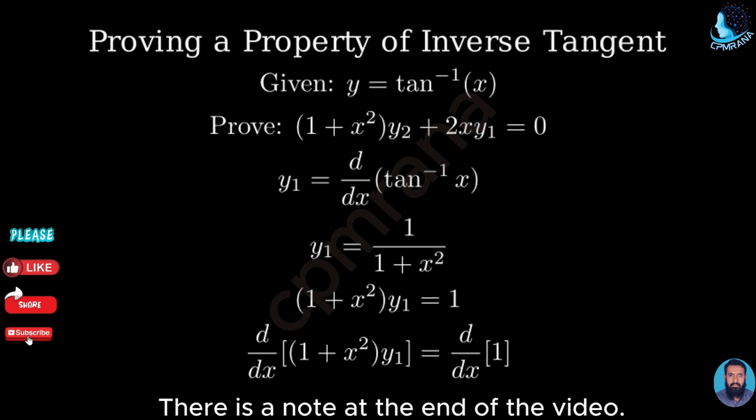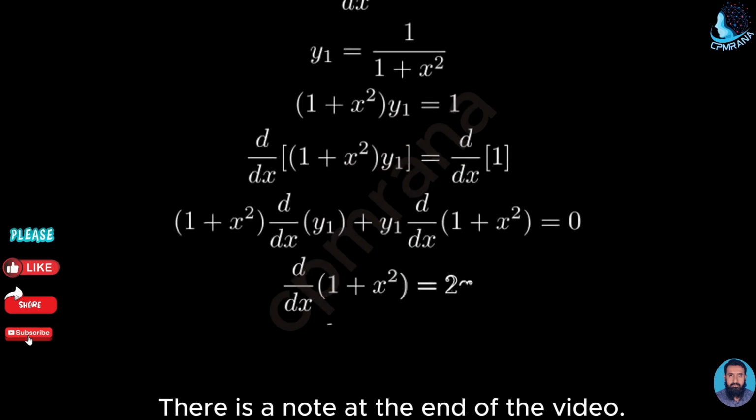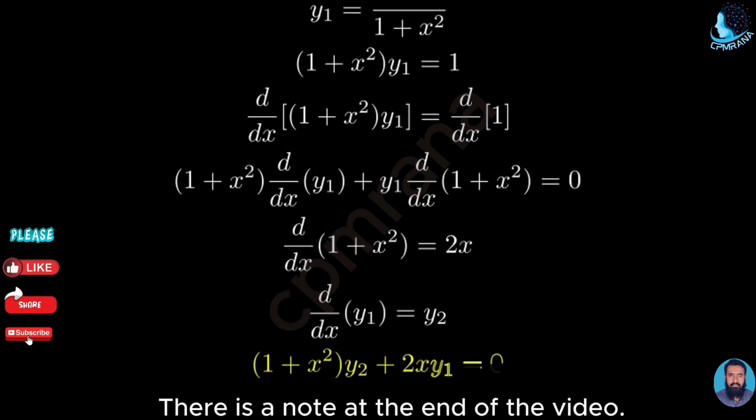Using the product rule, the derivative of the left side is 1 plus x squared times the derivative of y1 plus y1 times the derivative of 1 plus x squared. Let's simplify this. The derivative of 1 plus x squared is 2x, and the derivative of y1 is y2 by definition. Substituting these in, we get 1 plus x squared times y2 plus 2x times y1 equals 0, which is exactly what we wanted to prove.